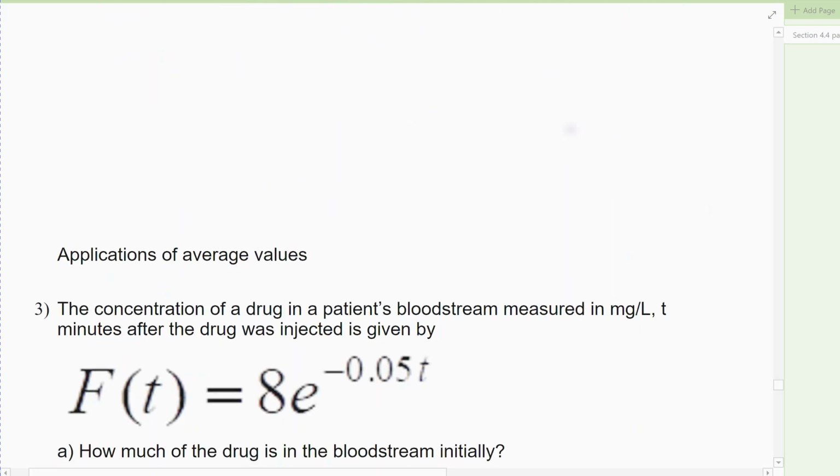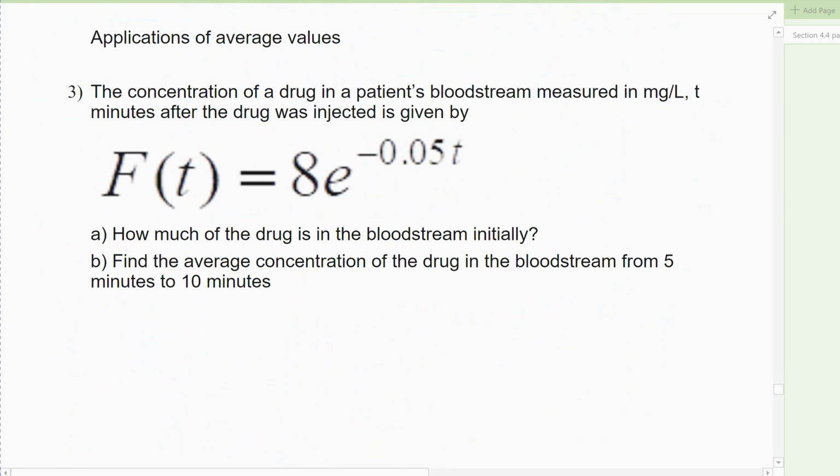All right, applications, where the first application is very similar to the last example. So suppose that we have a concentration of drug in a patient's bloodstream. All right, so they've got an IV or something in. It's measured in milligrams per liter, t minutes after the drug was injected. All right, so it's injected, so it's a shot or something. f of t equals 8e to the... So again, your body breaks it down, right? Breaks it down and it eventually comes out as waste.